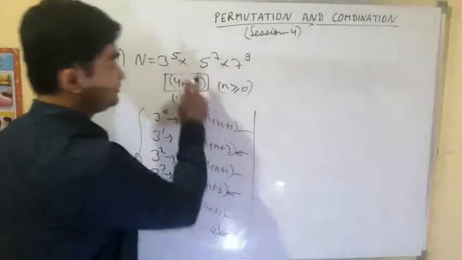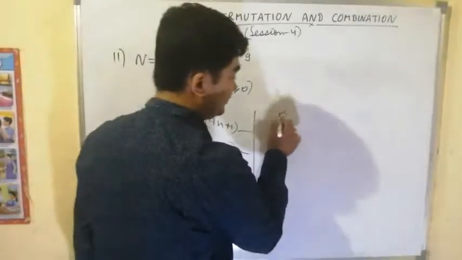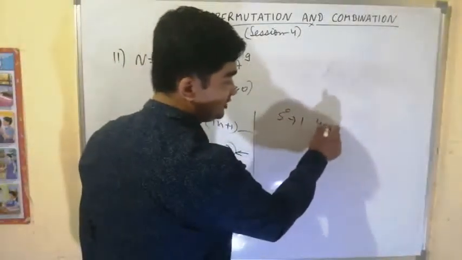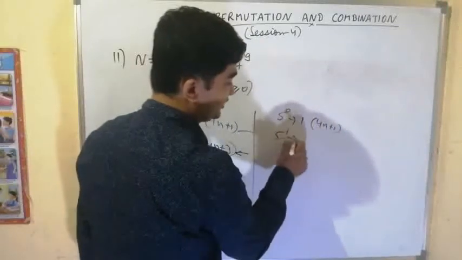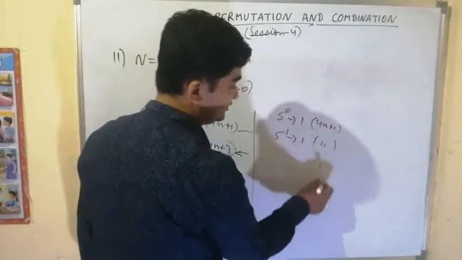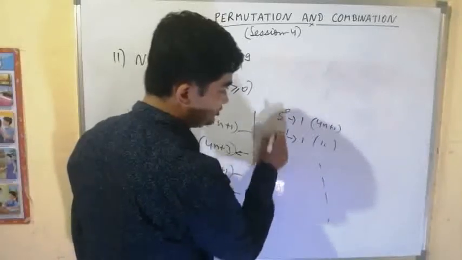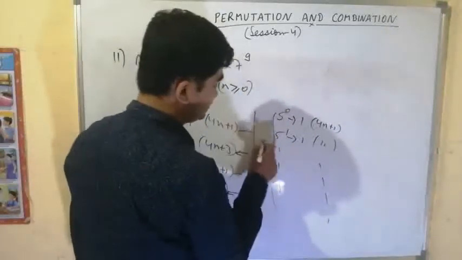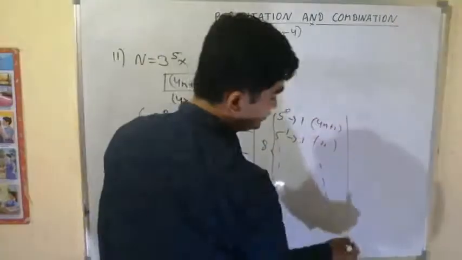Similarly, with 5, what will happen? 5 power 0 is 1, which is 4n plus 1. 5 power 1 is 5, which is also 4n plus 1. So everything is 4n plus 1. So how many choices are there with 5? There are 8 choices with 5. All are of the kind 4n plus 1.